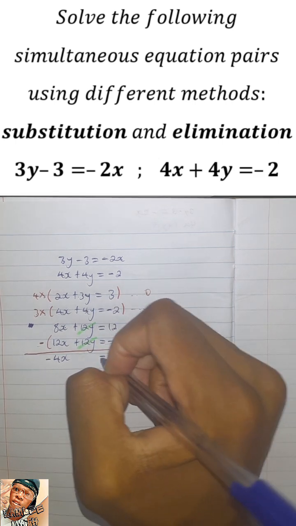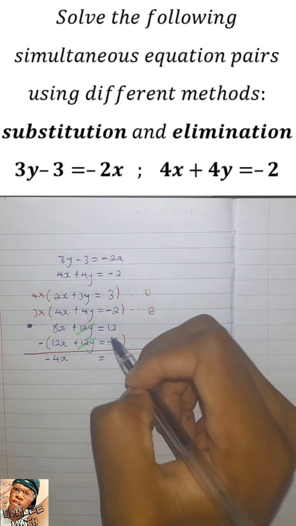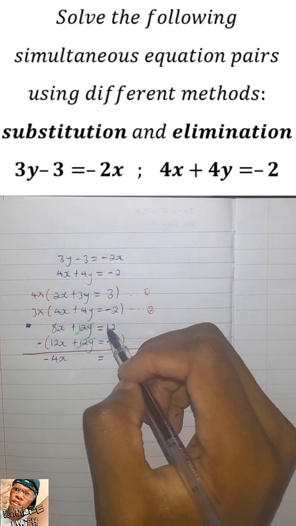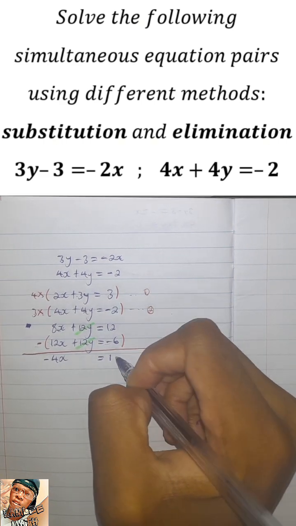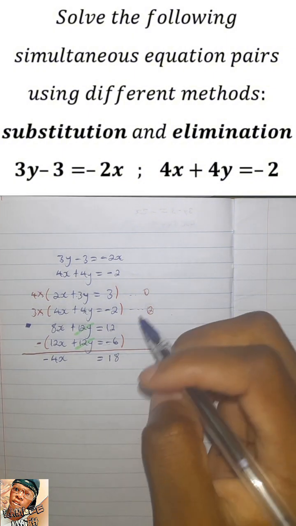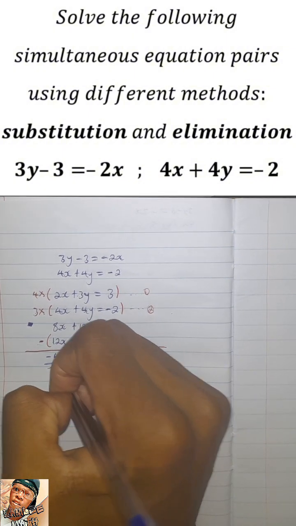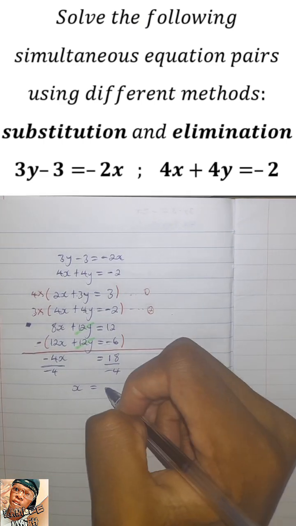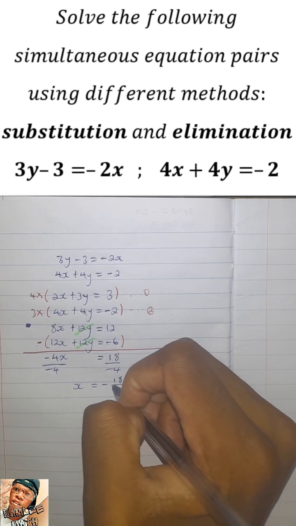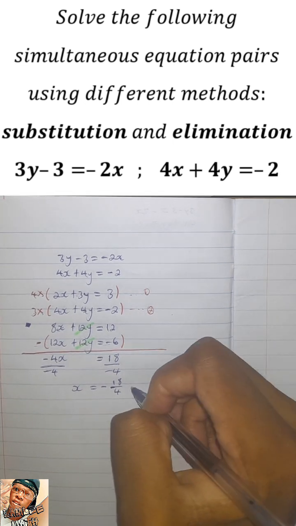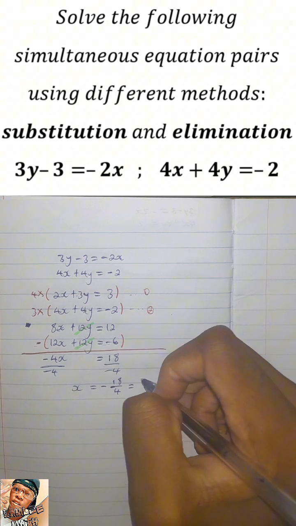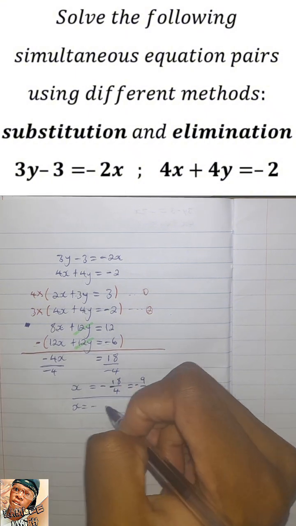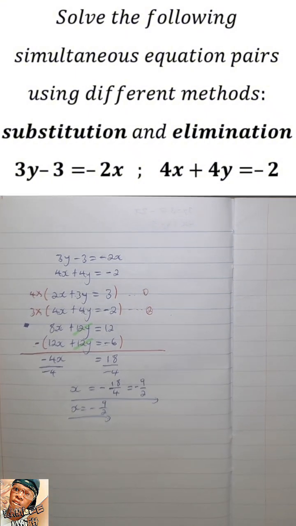So -4x is equal to 12 minus -6. Negative multiplied by negative, that's positive. So this 6 is positive, that means 12 plus 6. How much is that? That's 18. And then now we divide both sides by -4. So x is going to be equal to -18 over 4. And then simplifying that, dividing both sides by 2, we're going to get -9 over 2. So that means x is equal to -9 over 2.